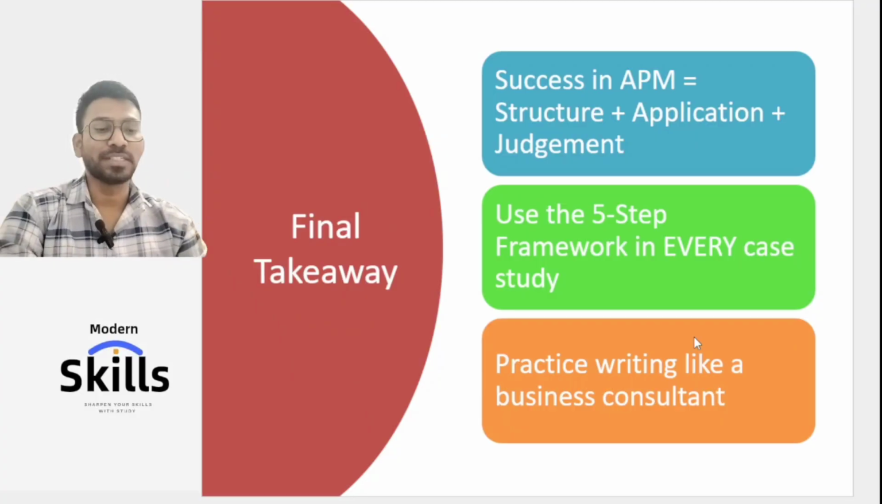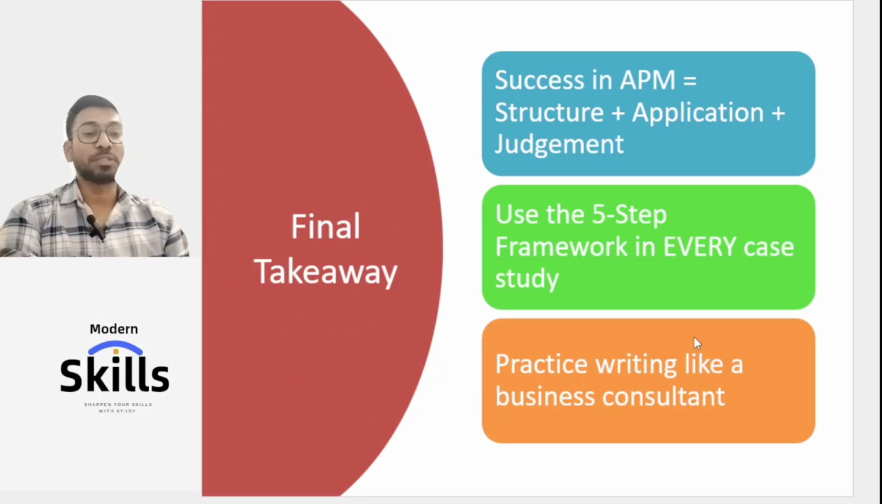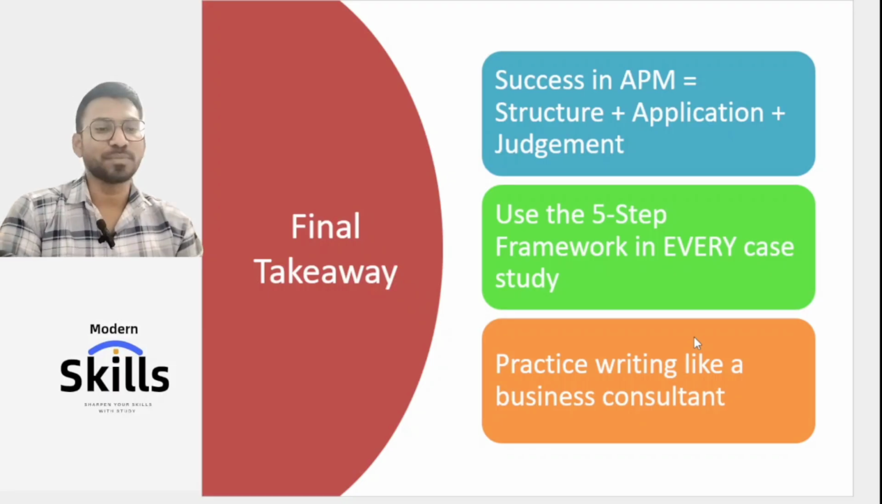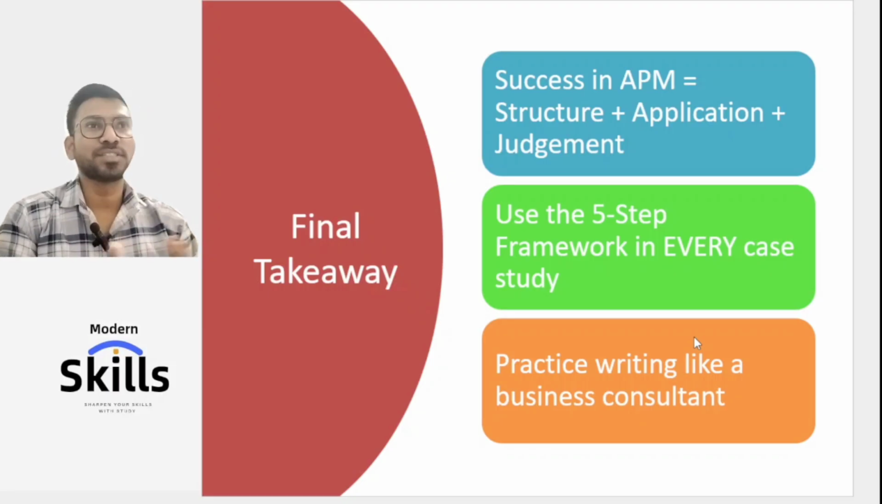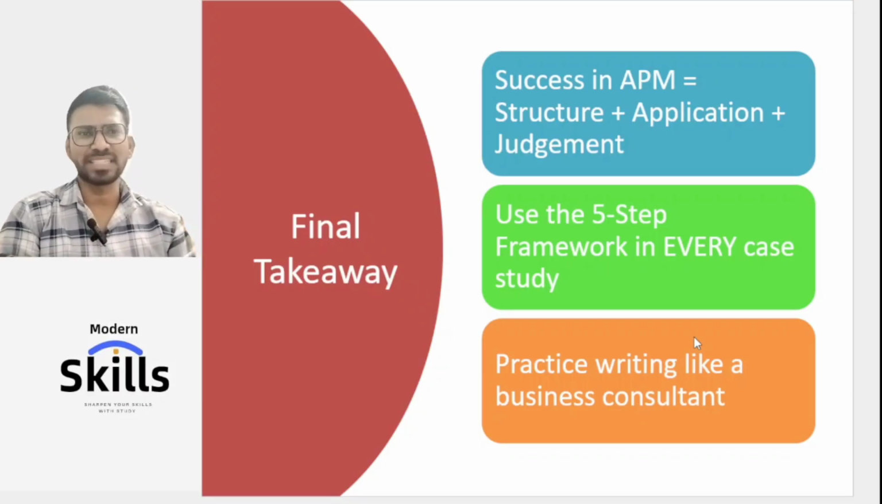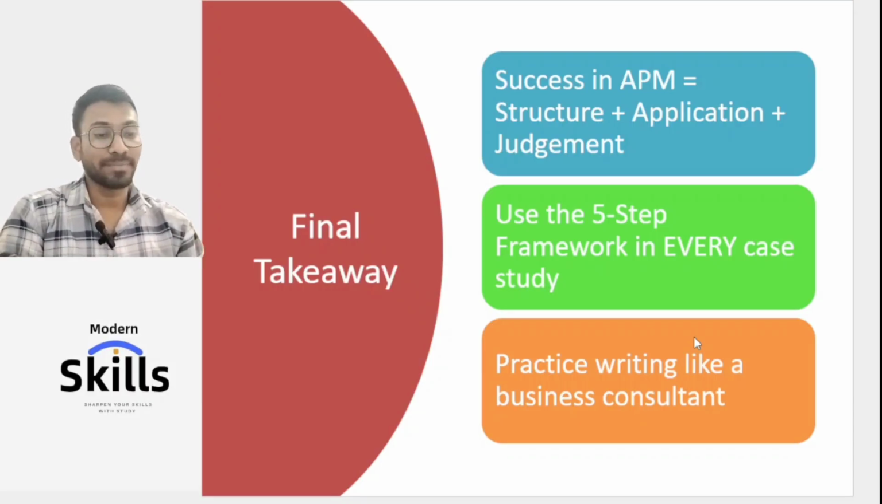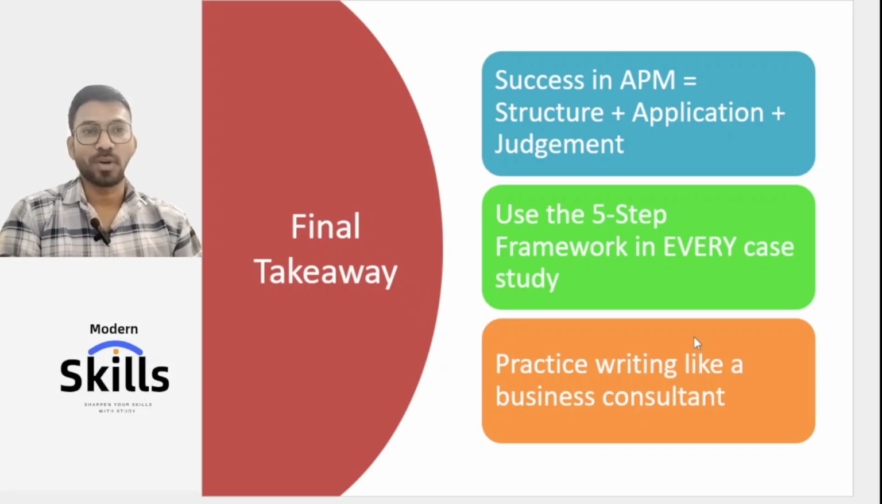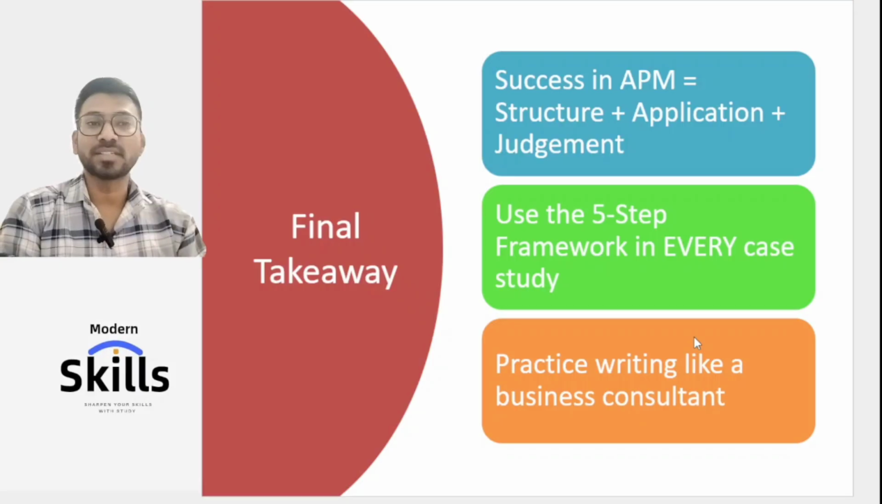Now, final takeaways. Success in APM equals structure plus application plus judgment. So you have to write a very structured answer. You have to apply the model in the case study scenario and give your professional judgment. Use this 5 step framework in every case study and you will get the exact marks. Write and practice like a business consultant, not just a student. Think that you are the business consultant and not a theoretical student.